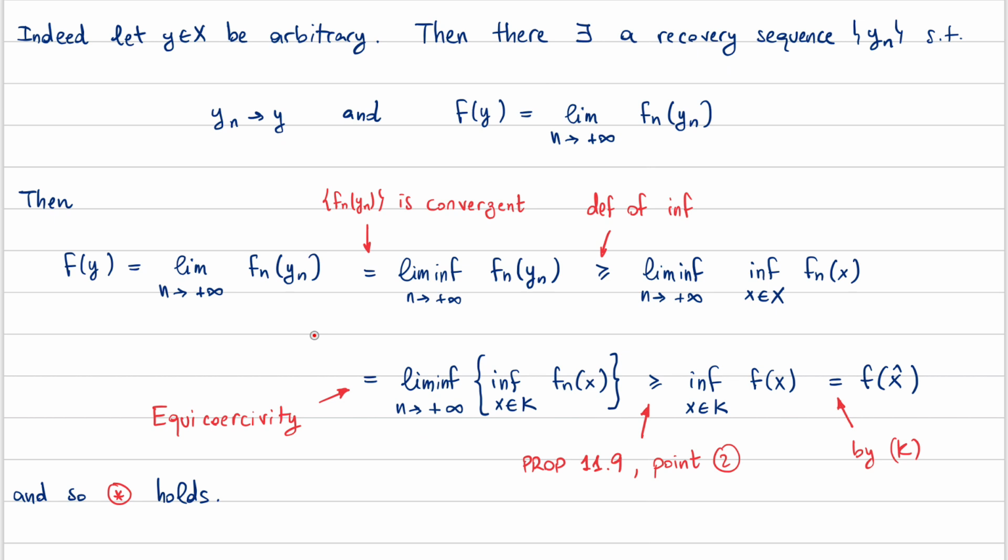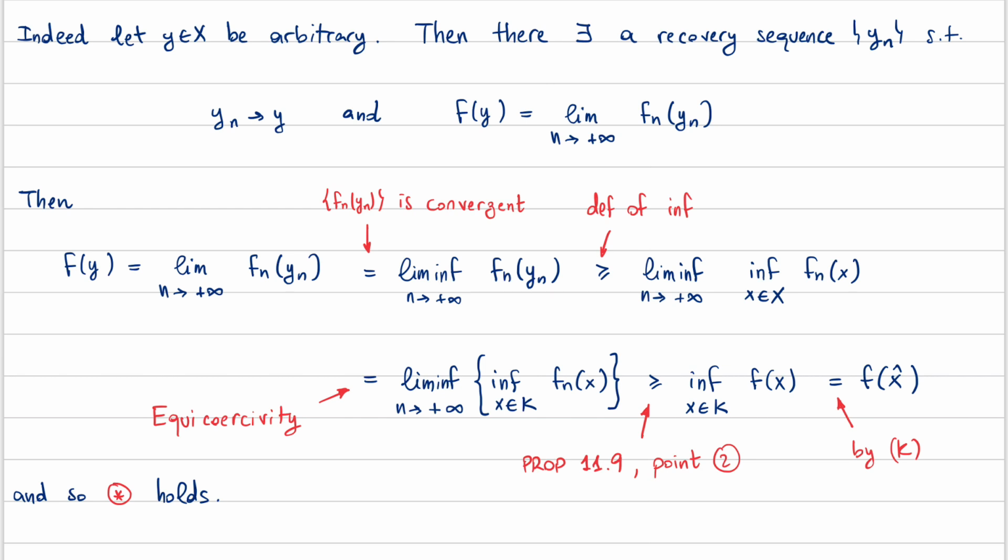So to prove that x hat is actually a minimizer over the whole space, we just fix y in X arbitrary, and then we need to show that F of y is larger or equal than F of x hat. This would show that x hat is a minimizer over the whole space. So for this arbitrary point, there exists a recovery sequence y_n, because remember that we were assuming that F_n gamma converges to F. So let y_n be a recovery sequence for y, meaning that y_n converges to y, and F of y is equal to the limit as n goes to plus infinity of F_n of y_n.